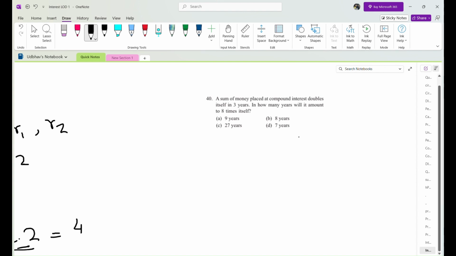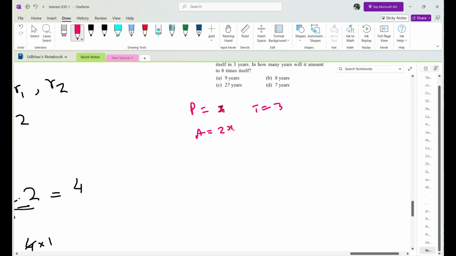A sum of money placed at compound interest doubles itself in 3 years. Let's say the sum of money is X. The sum of money is X, and it doubles itself in 3 years. It is a similar question. So from here we can find the rate.